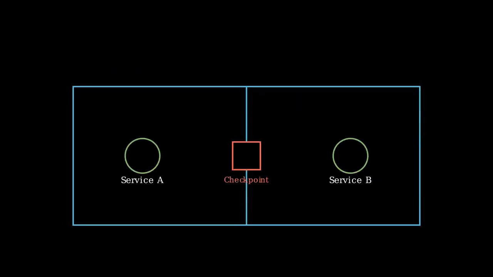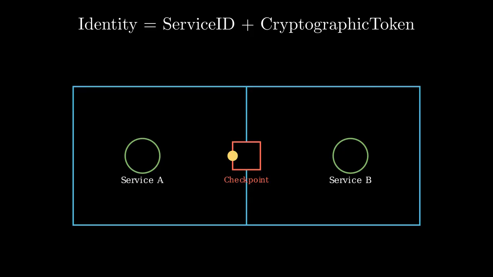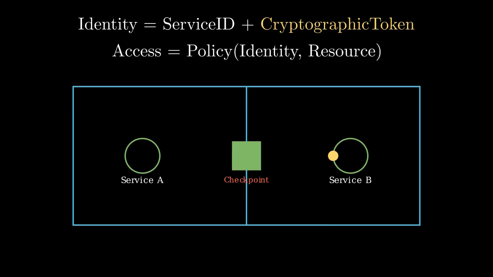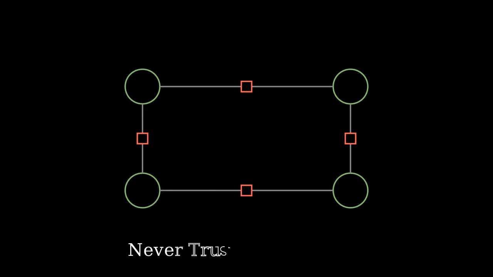Instead of one perimeter, imagine every internal interaction requires passing through a checkpoint. When Service A sends a request to Service B, it must provide an identity, which is a combination of its service ID and a cryptographic token. That token is essentially a digital key that proves exactly who the sender is. Once that is verified, the checkpoint checks a specific policy to see if this service is allowed to access that resource. Now, apply this to every connection between your services.